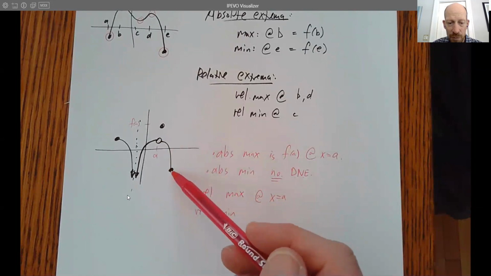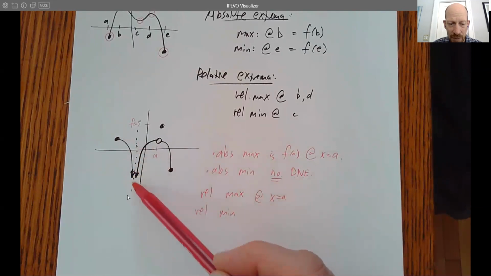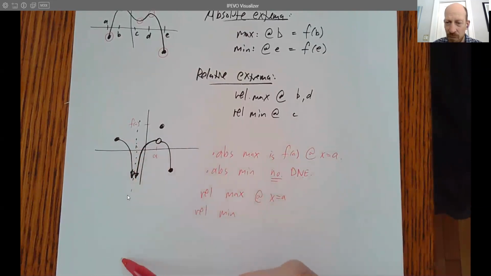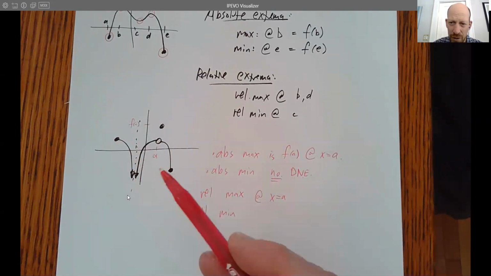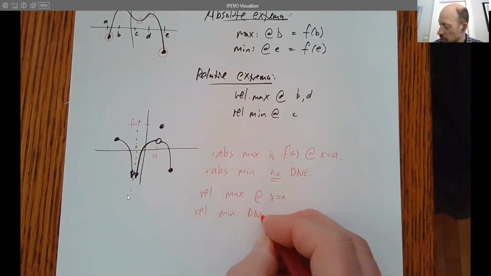Don't get fooled by this point, right? That's an endpoint. That can't be a relative min or a relative max. And these values, again, because they keep going down, down, down, there's no point where we're bigger or smaller than everybody else. So this one has no relative minimums.